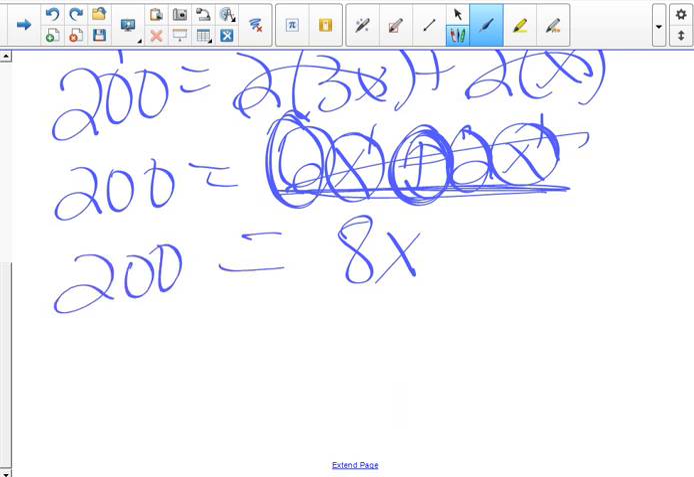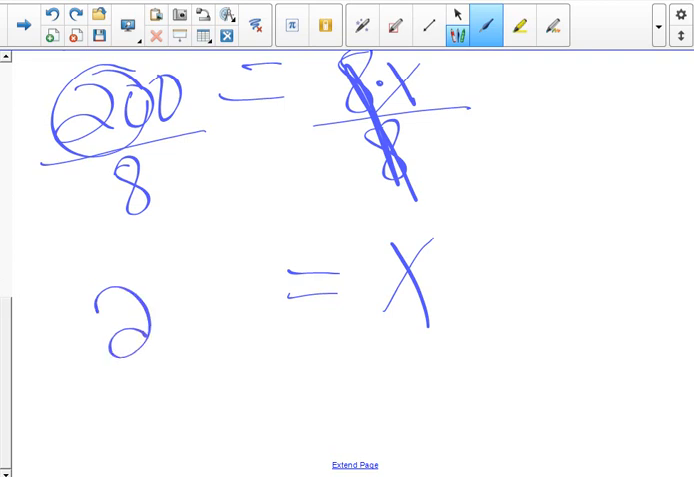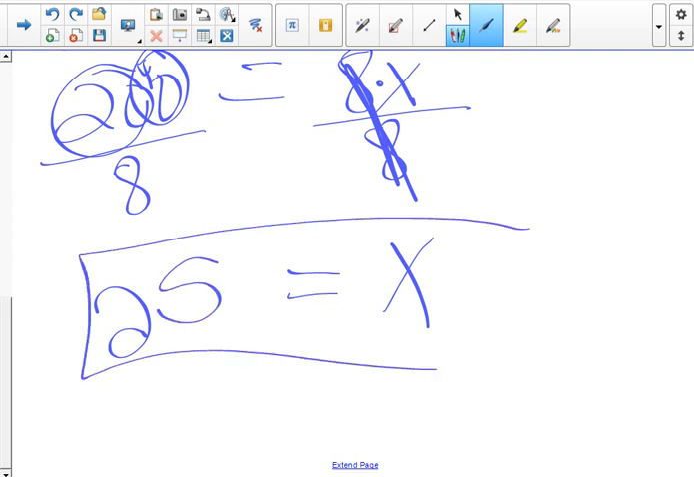All right, so now we've got a one-step equation. The opposite of 8 times x, we need to get rid of the 8, so we need to divide by 8. And if I do that to this side, I must do it to this side. So now that cancels out. So we have x equal, let's see, 8 goes into 20 2 times with 4 left over, and 8 goes into 40 5 times, and we're done. So x is equal to 25, but that's not what they asked us.